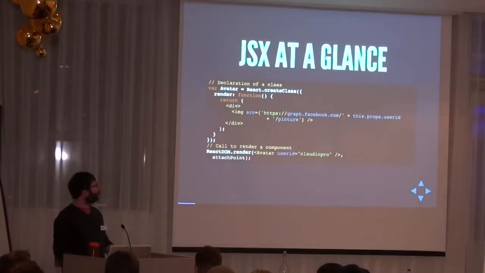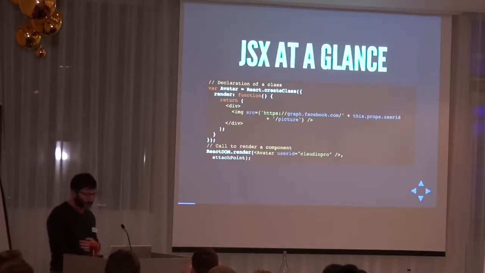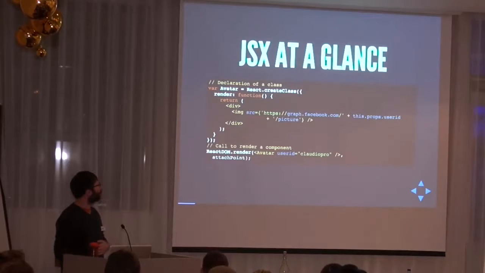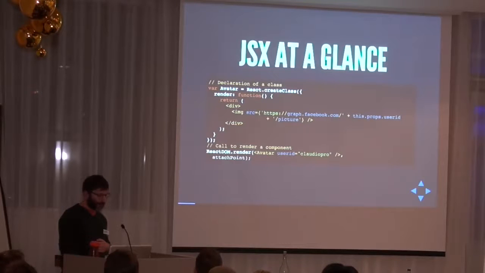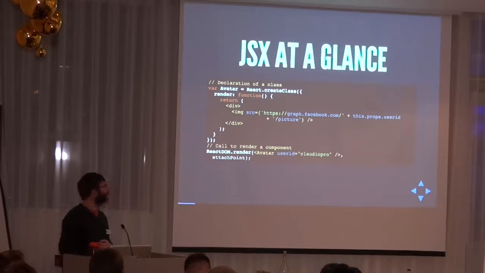So JSX at a glance, as we saw previously, is just a bunch of XML-like tags embedded into JavaScript, and they're actually used as pretty much first-class objects. Keep in mind that if you have multi-lines, it's a good idea to wrap them in parentheses, and you can normally find JSX tags in the render methods of the React classes and also in the render method of React DOM or other targets where you can render these components.